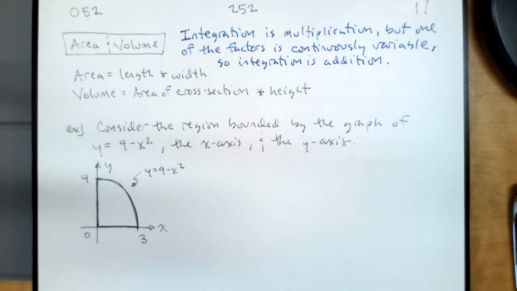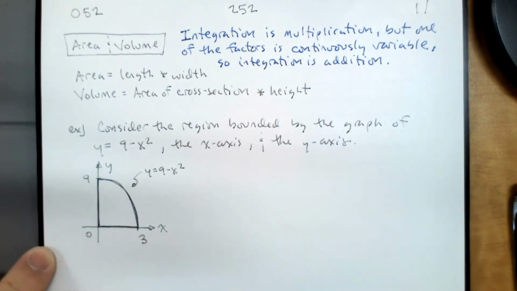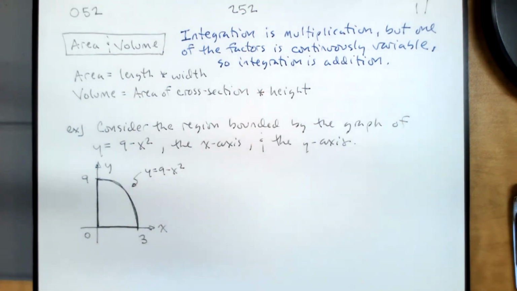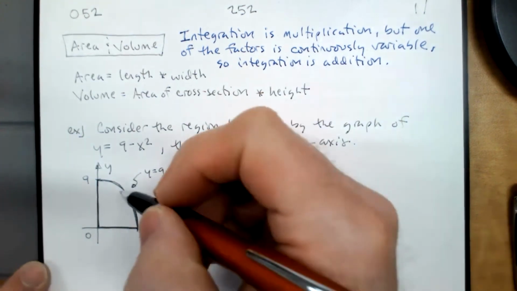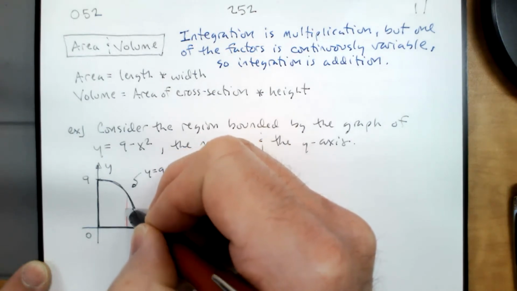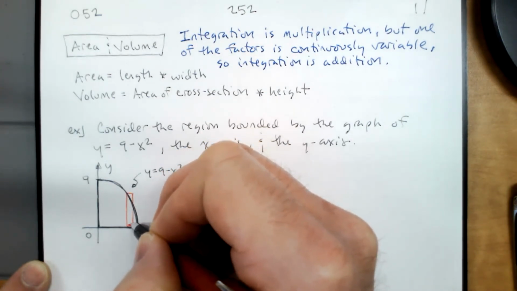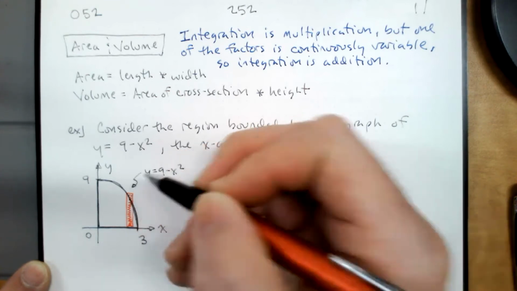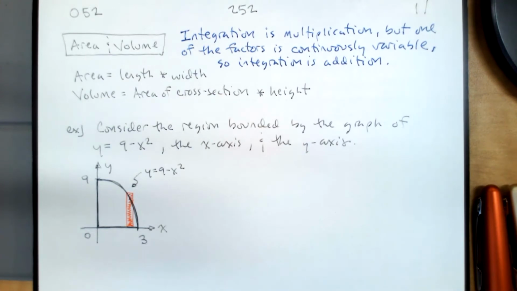So here's what we're going to do. I'm going to draw a slice, and I'm going to say this shape, like all shapes, is just a stack of rectangles. Any area is always just a stack of rectangles. Draw what those rectangles look like. I'm going to draw a typical rectangle. Then we're going to apply our integration thinking.